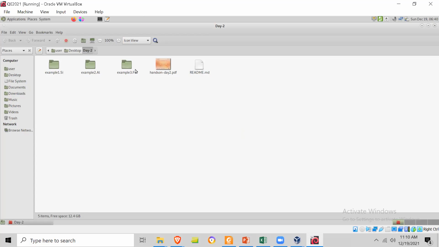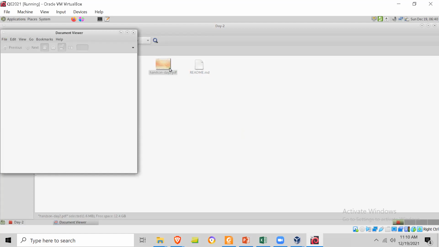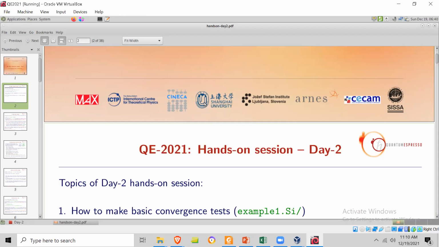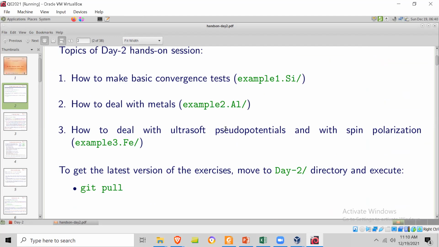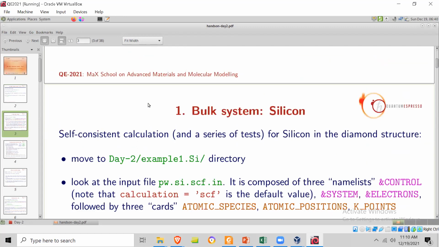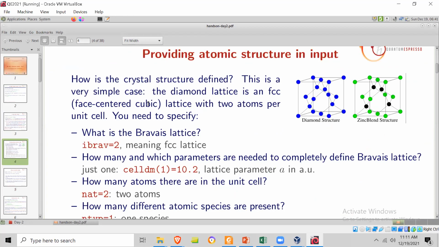If you go into this day two, you also have a handout in day two. And this is done at ICTP and a lot of organizations involved. These are pioneers of the Quantum ESPRESSO. So they've been doing this for decades. They explain how to set up your basic convergence tests in silicon. That's the first exercise that we have walked through, and see what the parameters look like in the file.